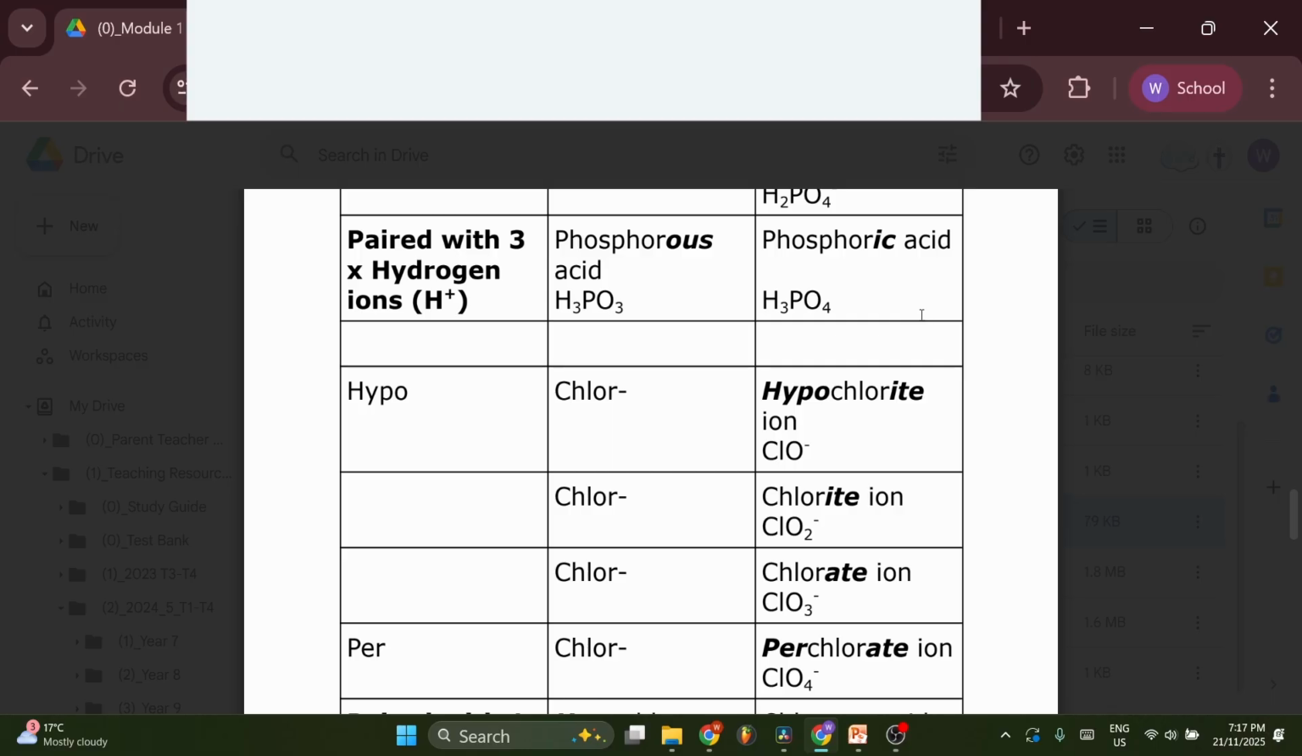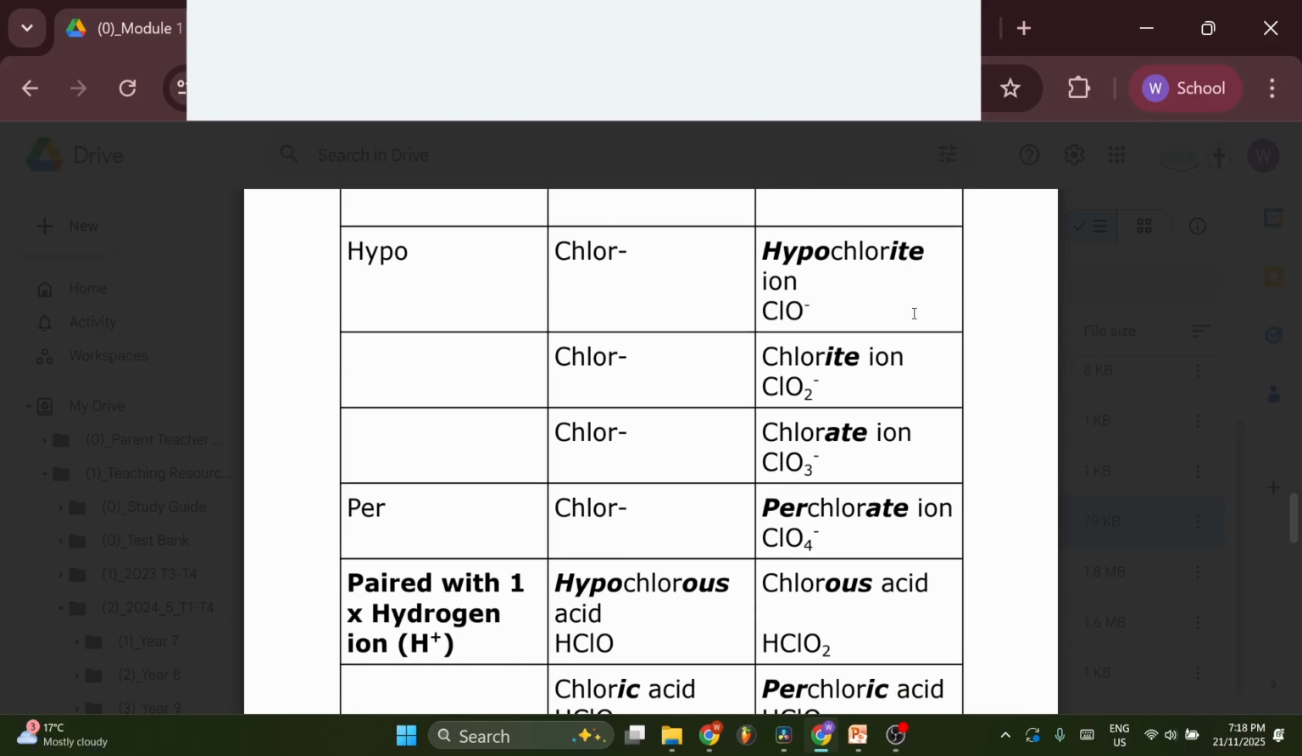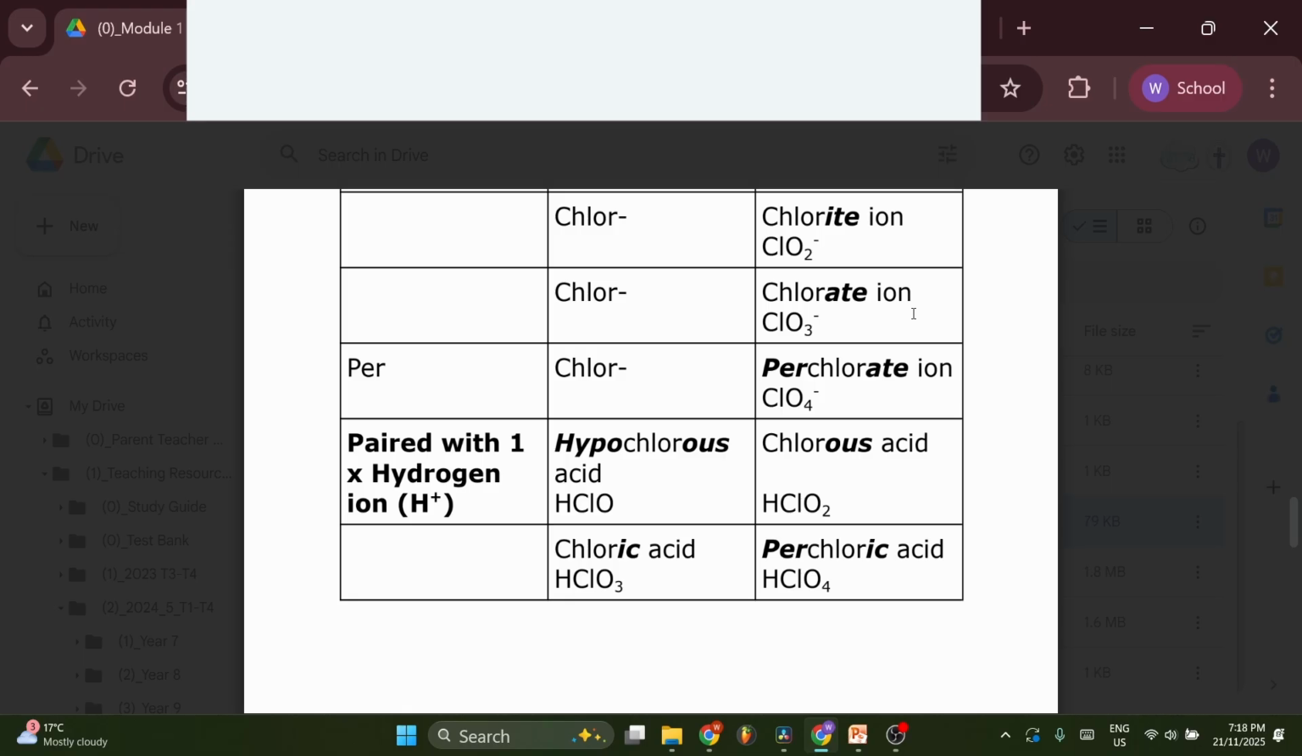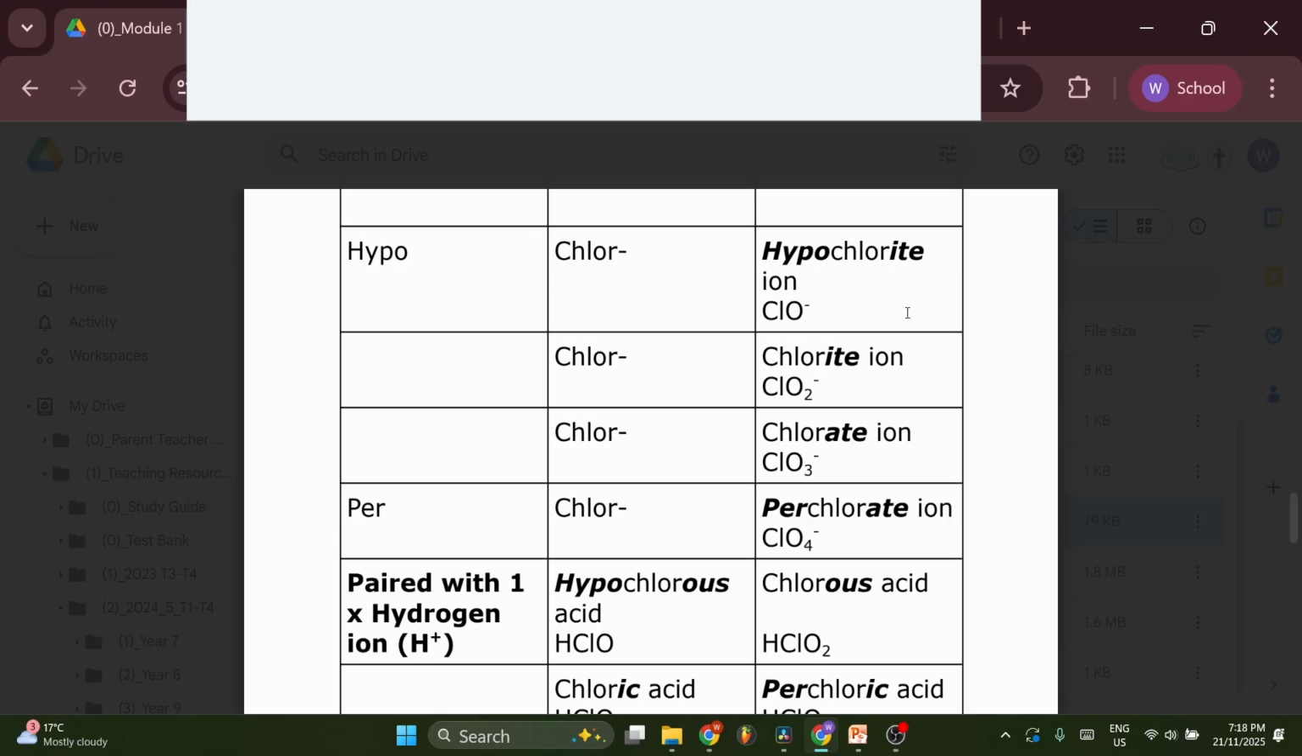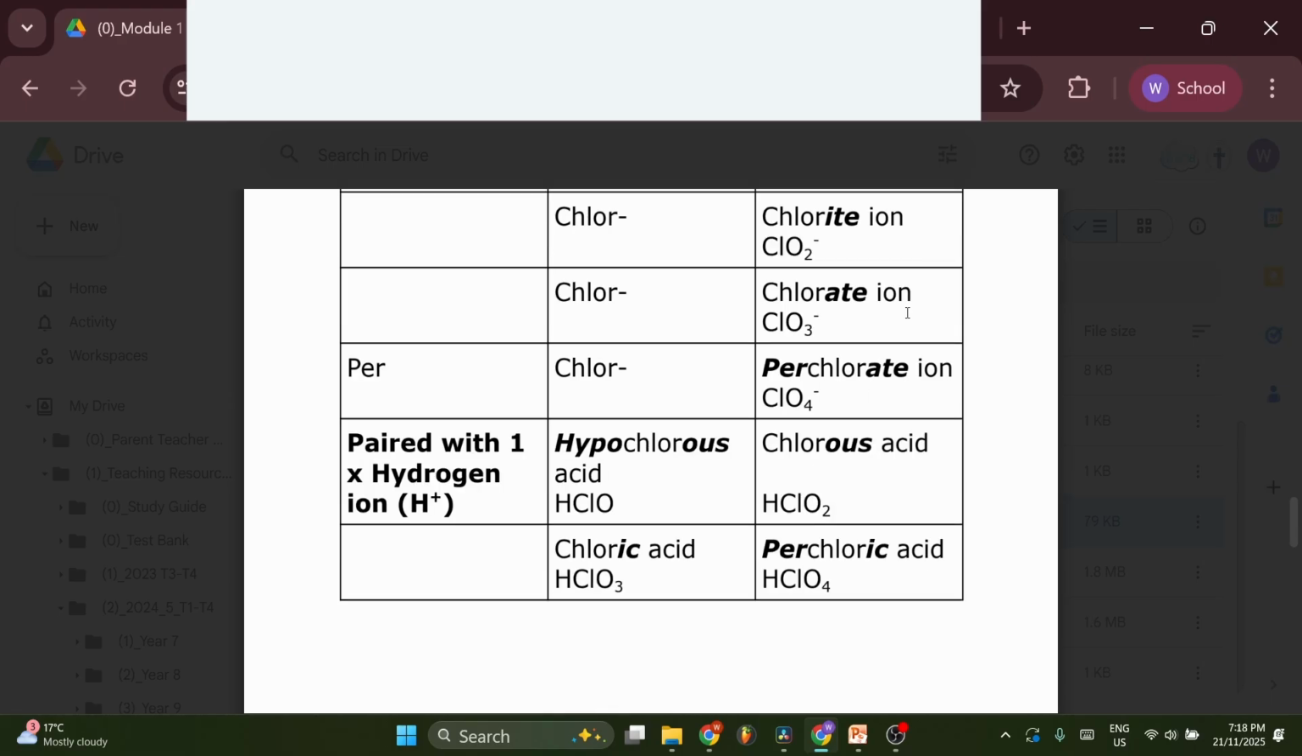Hypochlorite, ClO-, chlorite, ClO2-, chlorate, ClO3-, perchlorate ion, ClO4-. Similarly, if you were to put hydrogen in front of these hypochlorite, chlorite, chlorate, and perchlorate, you will get hypochlorous acid, chlorous acid, chloric acid, and perchloric acid.